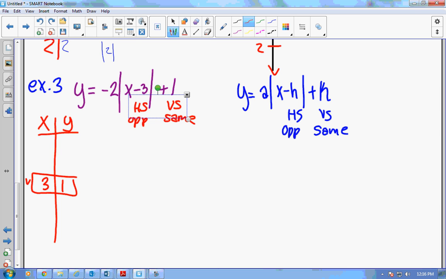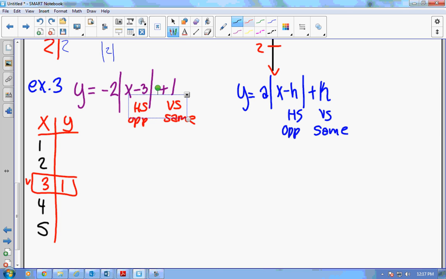I'm going to choose a couple x's smaller. Maria, what are a couple x's smaller, in order from 3? And then, great, and a couple bigger? Thank you. Write it down.